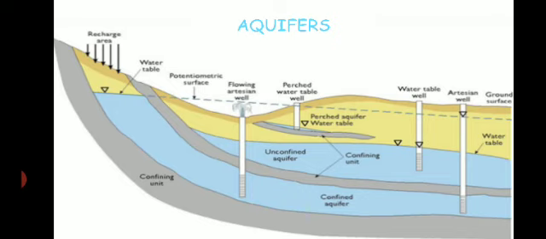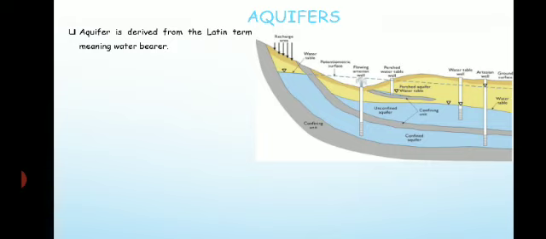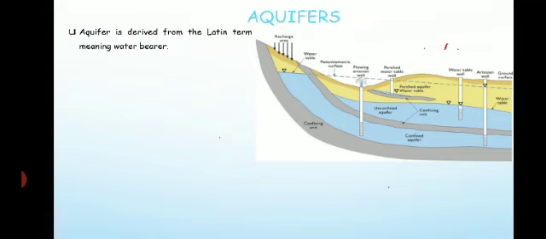So, aquifer. In the figure you can see there is groundwater shown. Aquifer is a word derived from a Latin word, the meaning of which is the water bearer. Water bearer means that which holds the water. So here, an aquifer means the permeable strata which hold water or which are capable of yielding a sufficient quantity of water. That is called an aquifer.